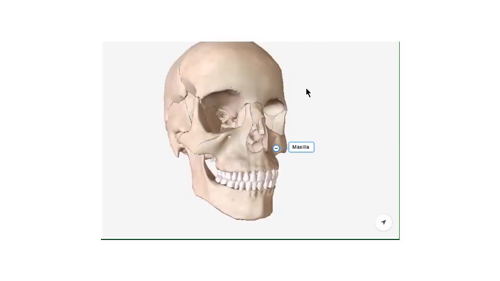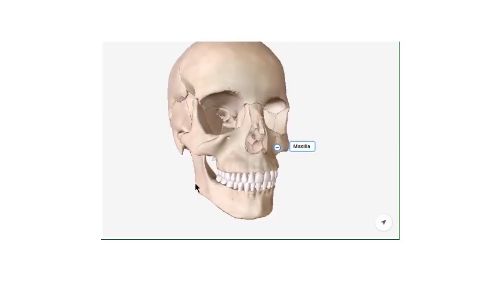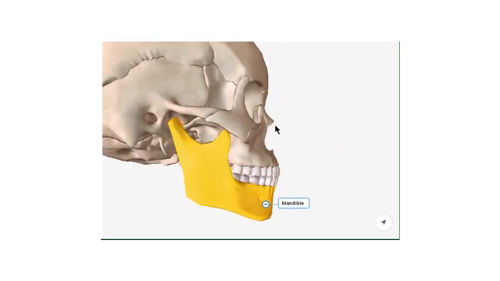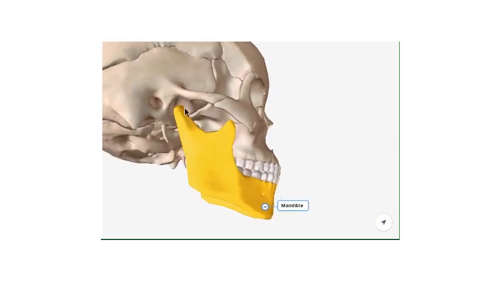Let's see. We have the mandible here. The mandible forms your lower jaw. It is the only bone that is not connected to your sphenoid directly. And here you can see the mandible actually connects with your temporal bone to form the TM joint, right? The temporomandibular joint, and this is the joint that allows you to chew your food.